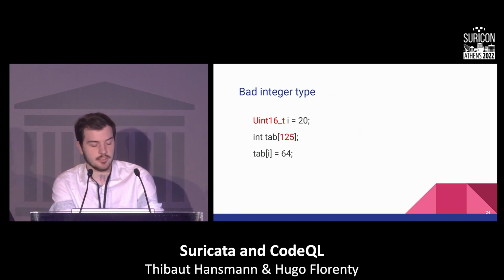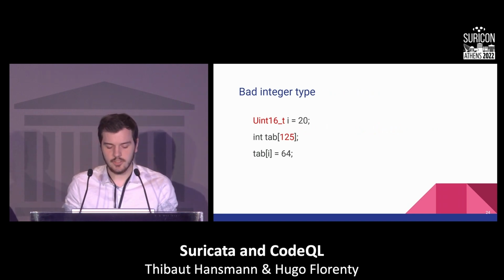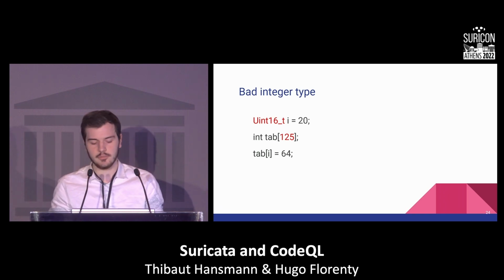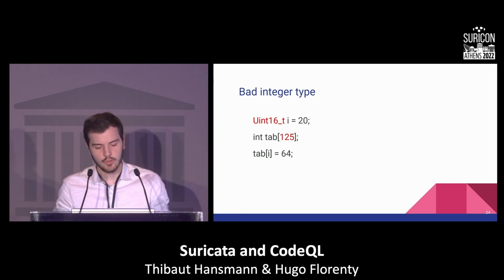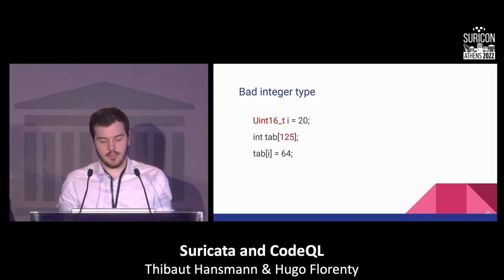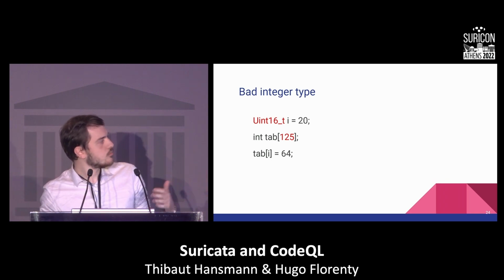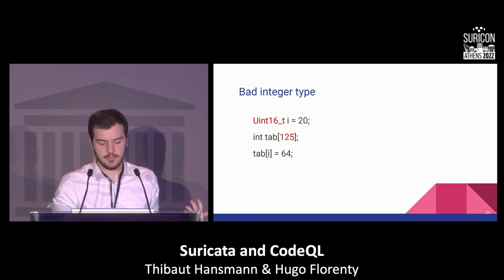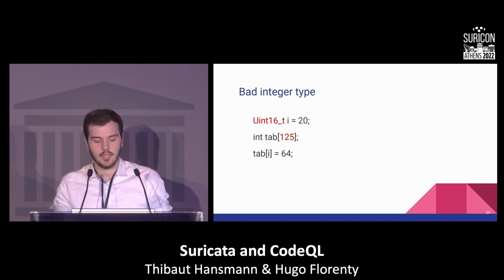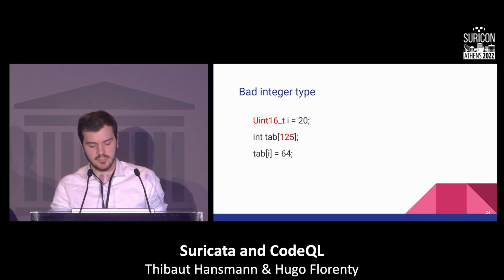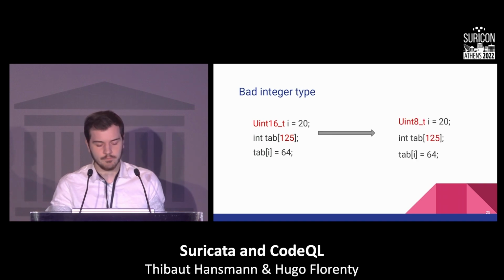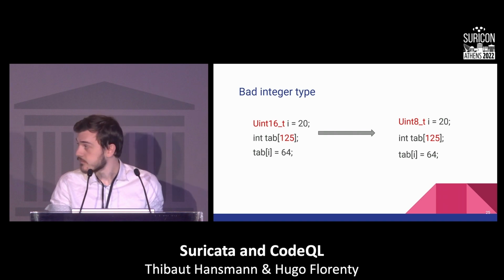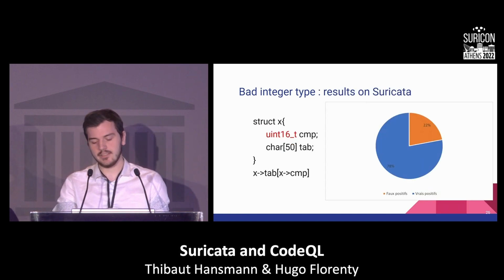Now for the bad integer. As I talked about before, the bad integer is just an improvement. It's not really a mistake. This one actually triggered on a lot more projects. In this case, you can just use uint8 to access your tab, because your tab is small enough for uint8. It improves how your memory is used in your program. So here is the correction.